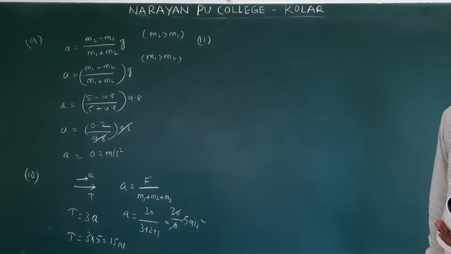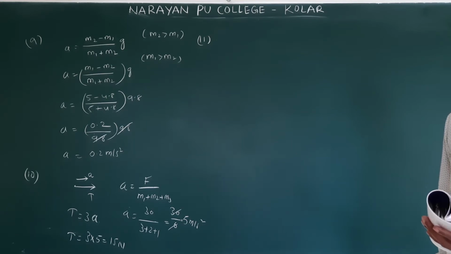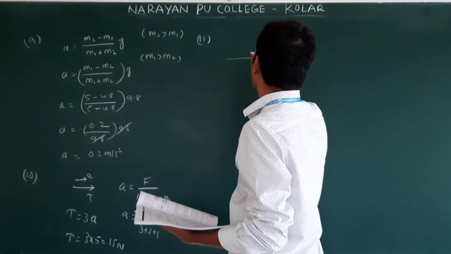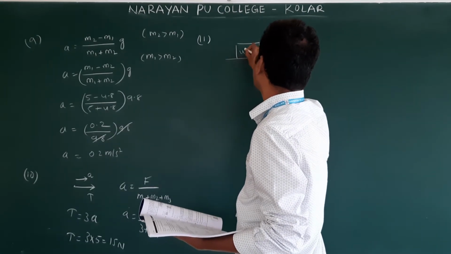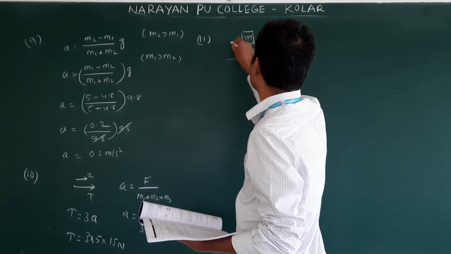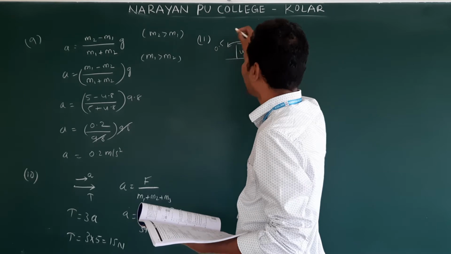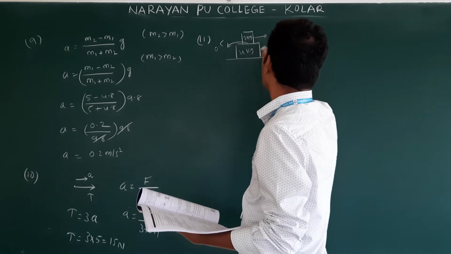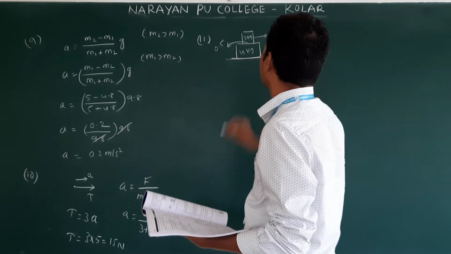They given two objects, 4 kg and 2 kg. The 2 kg is placed over the 4 kg. Friction between 2 kg and 4 kg is 0.5. 6 newtons is applied on 2 kg. The acceleration of the lower block is. Already we have done this kind of problem. 4 kg and 2 kg. Friction is there, 0.5. Applying force 6 newtons. Here it is smooth, no friction.